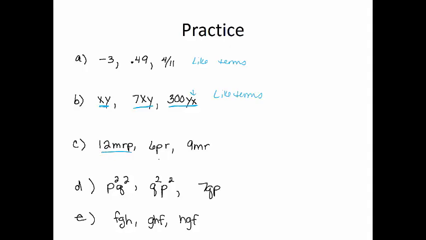12MRP, 6PR, and 9MR. These don't all have the same variables. This one's missing an M, this one's missing a P, so these are not like terms.